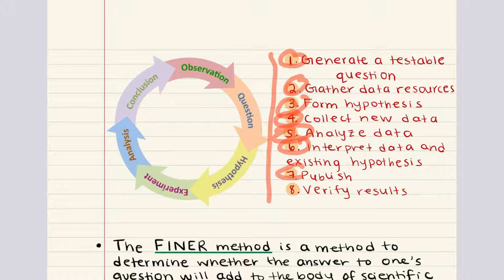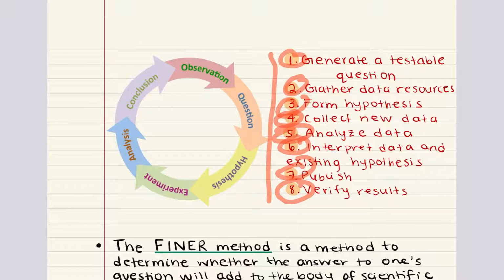The next step is to publish the findings. Sharing results with the scientific community ensures transparency, and then it allows other researchers to build on that work. For example, the plant study might be published in a journal where other scientists can review the methods and then even repeat the experiment to verify the findings. And that actually leads us to our final step: verify the results. Reproducibility is a cornerstone of science.